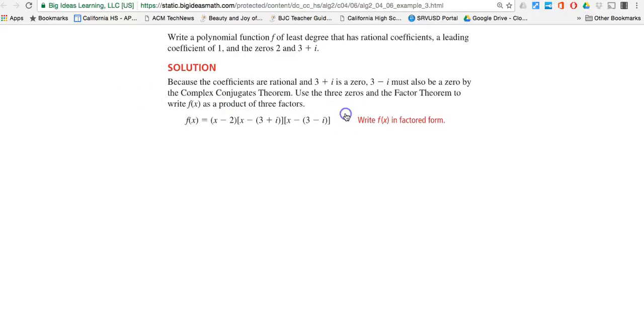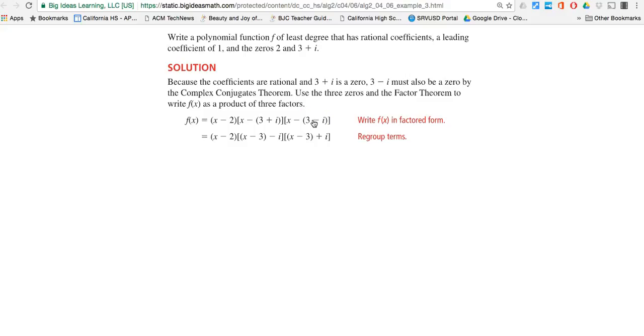So just like we said, the 3 factors that we get are x minus 2, x minus (3 plus i), and x minus (3 minus i). Now, the next step, we're going to be using our difference of squares pattern to help us simplify that. So let's go ahead first and distribute this minus sign and get rid of these inside parentheses. Now, when we do that, we get x minus 3 minus i and x minus 3 plus i.